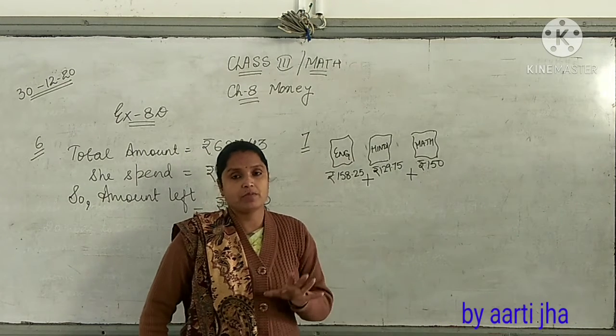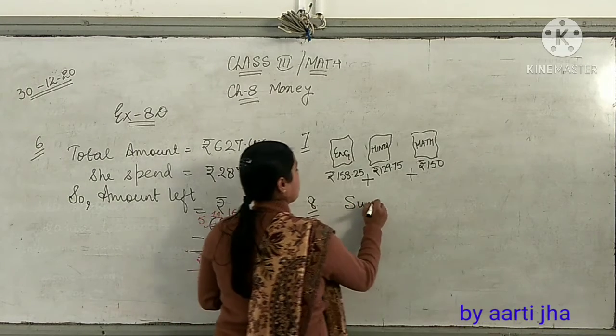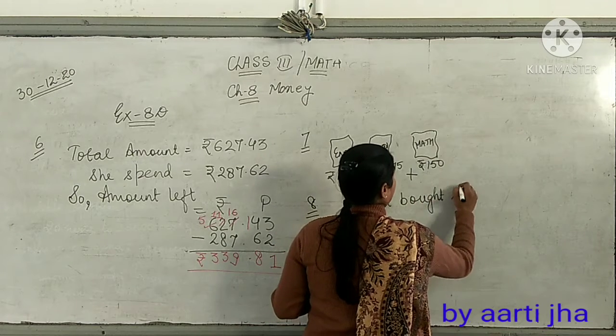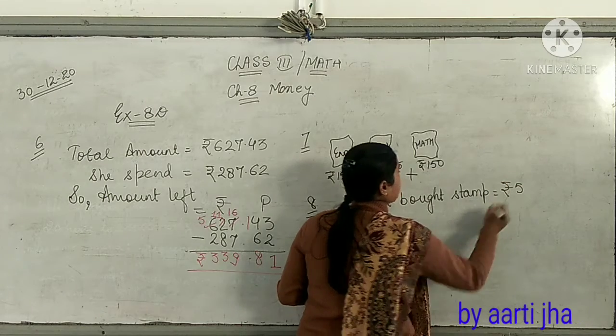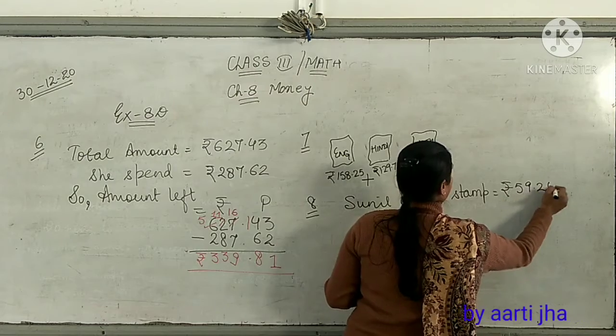Question number 8. Sunil has bought, what did he buy? He bought a stamp. What is the cost of the stamp he bought? The cost of the stamp is rupees 59 and 20 paisa.